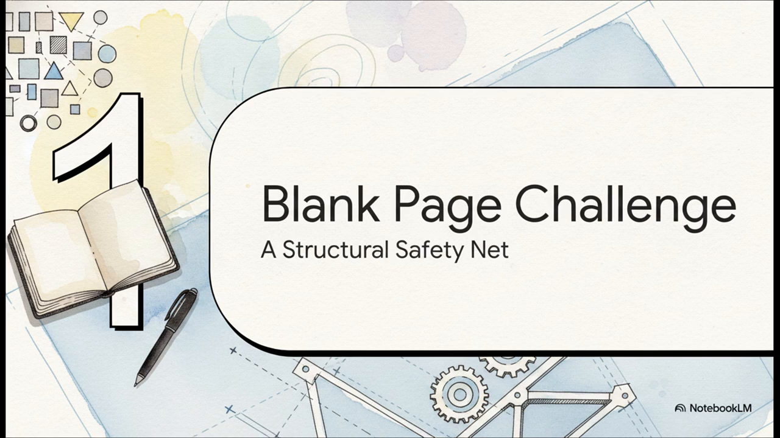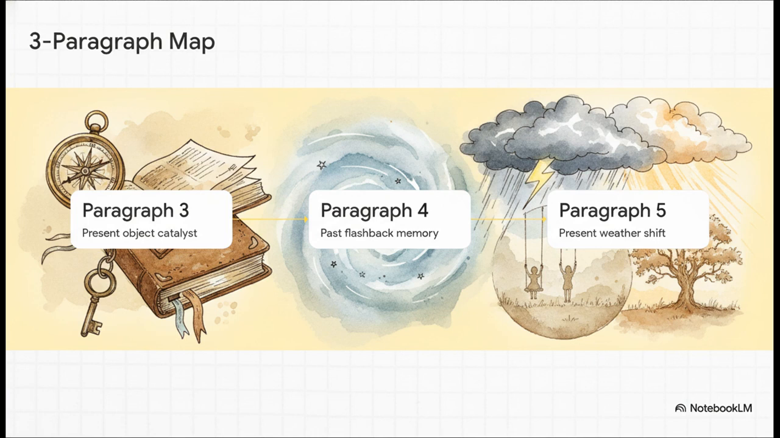This is your structural safety net. Here's your 3-paragraph sequence. Assuming you've already crushed paragraphs 1 and 2 with your setting and character, this right here is your roadmap for the rest of the piece. Step 1 is paragraph 3, where we focus on an object in the present. Step 2 is paragraph 4, where we shift into the past for a flashback. And step 3 is paragraph 5, bringing us right back to the present with a weather shift. By locking in this captivating sequence right now, this powerful time-shifting structure is going to become pure muscle memory by the time you actually sit down to write.